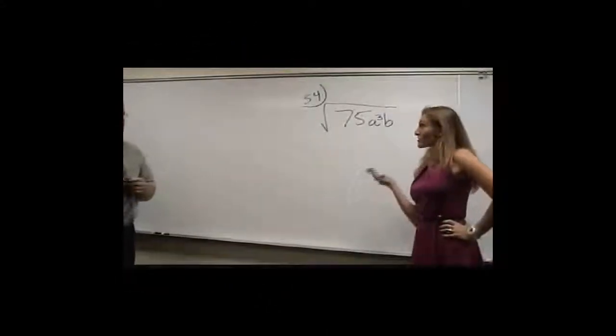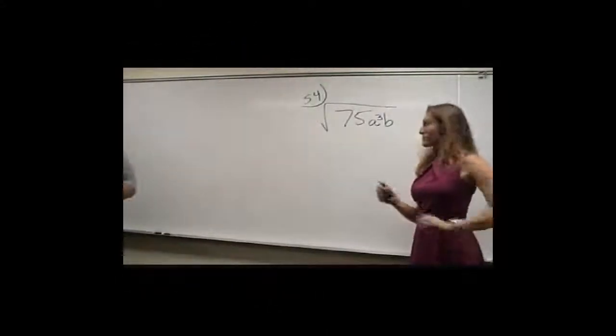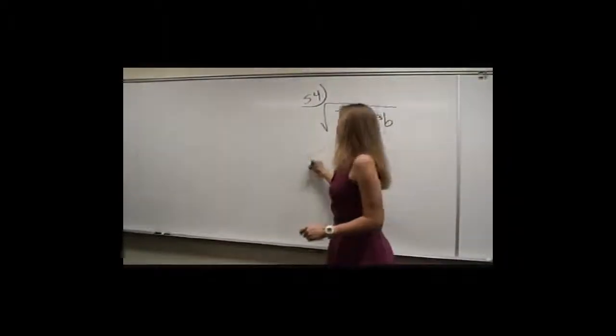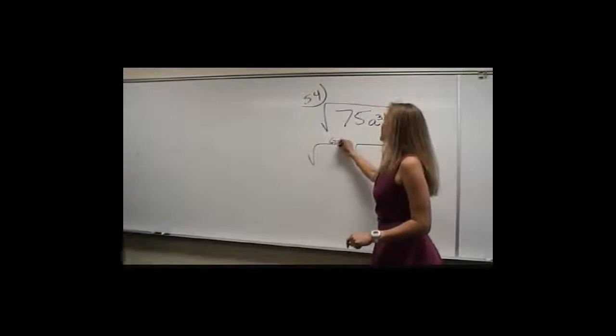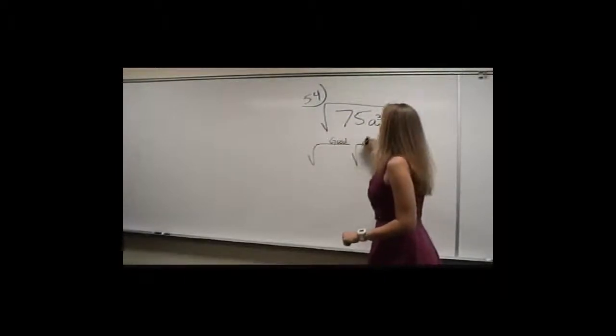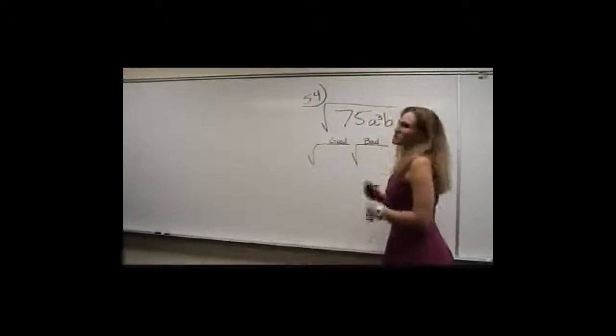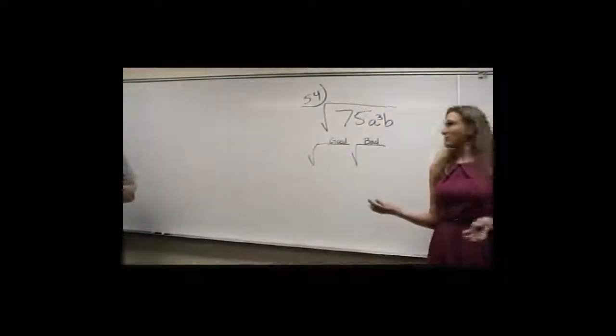So, there are two ways that we could look at simplifying radicals. The first one is making a good box and a bad box. So we're going to put a good box to collect all of the perfect squares, and then a bad box to collect things that are not perfect squares. Things that are perfect squares should be good, right?